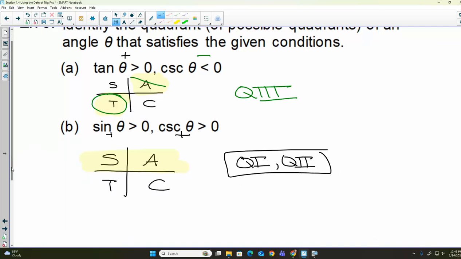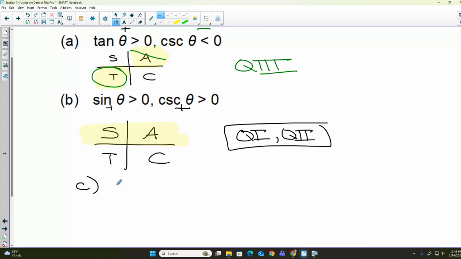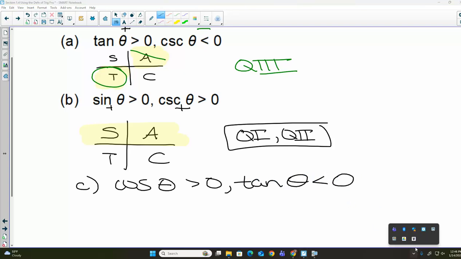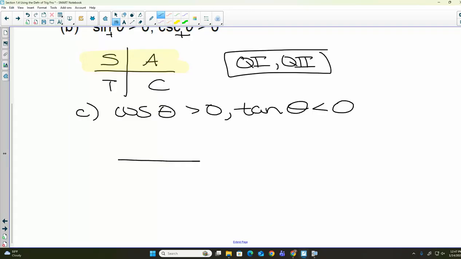Why don't you guys try one? See what quadrant you would be in here. Cosine of theta is greater than 0. So you can certainly, if you get stuck, go back and think cosine is x over r. I know that r is always positive, so I need x to be positive. Or you can think cosine's positive when they're all positive or when cosine's positive. So quadrant 1 or 4, that's what I'm picking between.